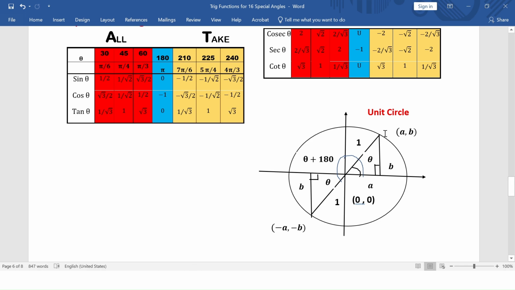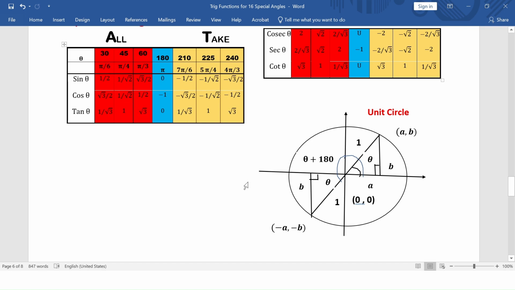So sine of 200 will be the same as sine of 20, but we do have a negative. So sine of 200 will be the negative of sine of 20. Similarly, the cosine is also negative here, so cosine of 200 will be the negative of cosine of 20. Therefore the tangent will be positive here, and only tangent will be positive. That's what we mean here. Okay, so for this special thing you understood now.